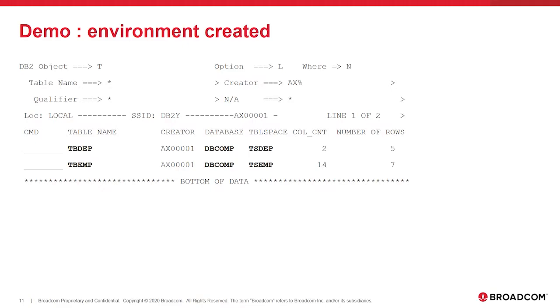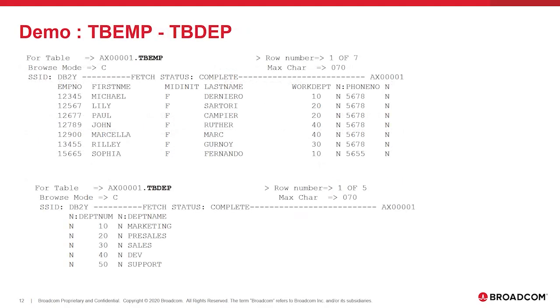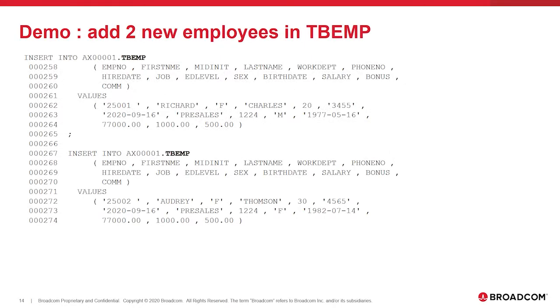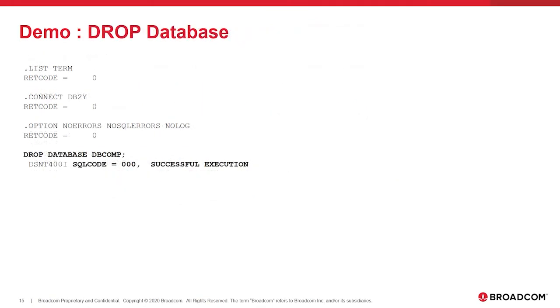We can see the database, the 2 table spaces, and the 2 tables. We have inserted some records in the 2 tables, TBHUMP and TBDEP. And of course, we have taken full image copies for each table space, TSDEP and TSHUMP. After the image copy, I inserted 2 rows in TBHUMP. Now, we drop the database DBCOMP.